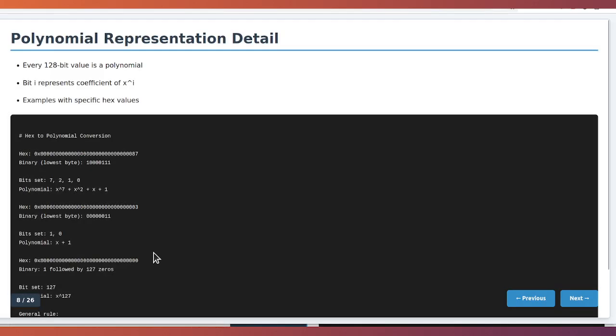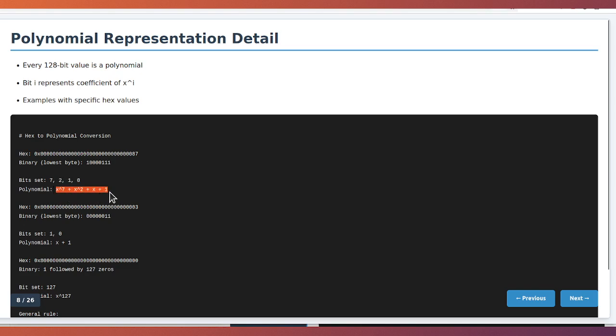Polynomial representation in detail. Every 128-bit value can be viewed as a polynomial with binary coefficients. Let's examine this in detail. Take the hexadecimal value 0x beginning with 00 and ending with 87. To see the polynomial, we first convert to binary. The hex digit 8 is 1000 in binary, and 7 is 0111 in binary, so 87 is 10000111. This means bits 7, 2, 1, and 0 are set, with all other bits 0.